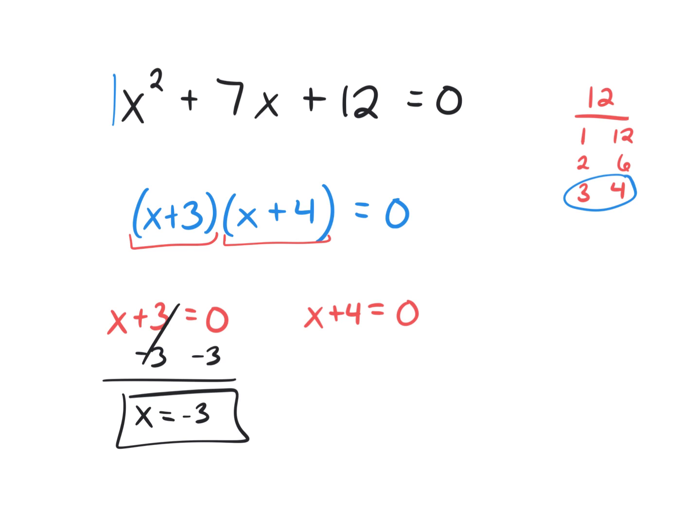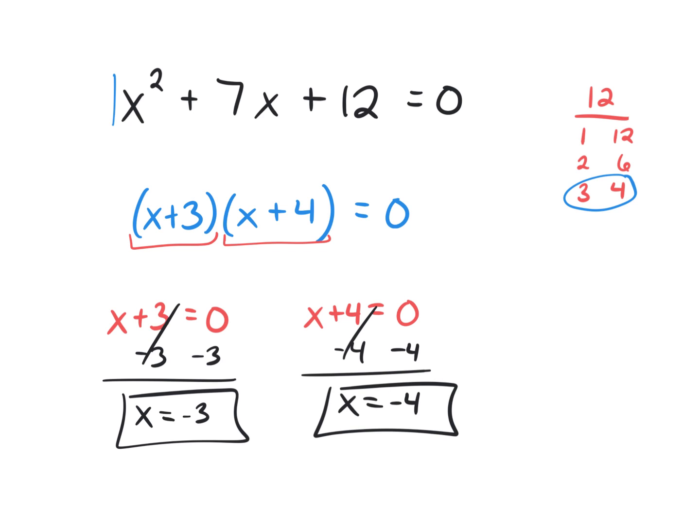There's one of our answers. How many answers should we have? 2. How do we get the other one? Subtract 4. We get x equals negative 4. So remember, with our quadratic equations, we're going to have 2 answers because of that squared that we started with. Okay, so we got 2 answers here.